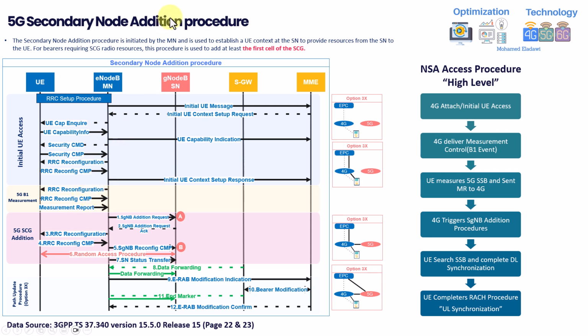For SgNB addition in general, it can be measured to blind. So based on the measurement, the eNodeB should deliver all related configuration. We discussed this in detail. For example, B1 events: what is the time to trigger? What is the RSRP threshold? So this information will be triggered here.